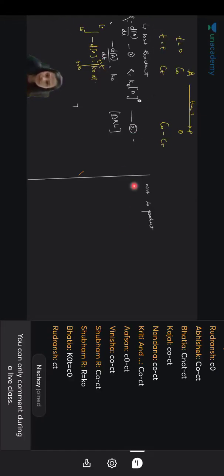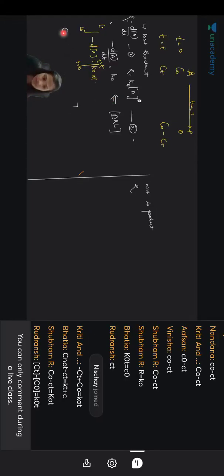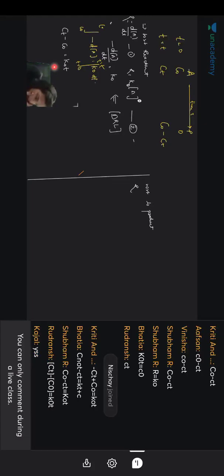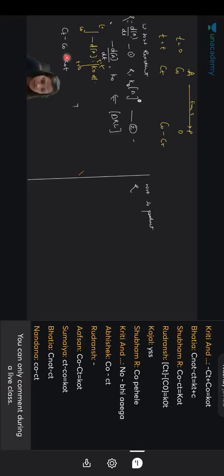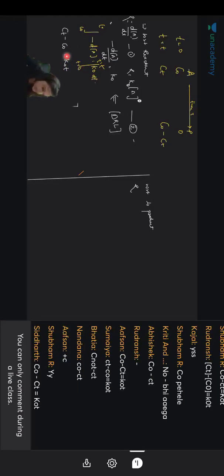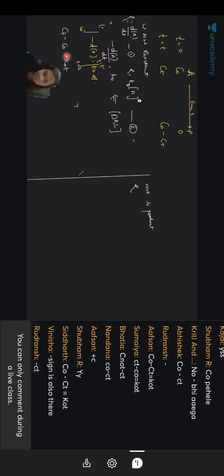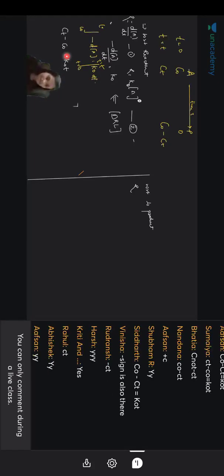Integrate it, and with respect to the reactant, CT minus C naught is equal to minus K naught T. Is this the equation? CT minus C naught is equal to minus K naught T. Yes? अच्छा. Now do it for the product side.